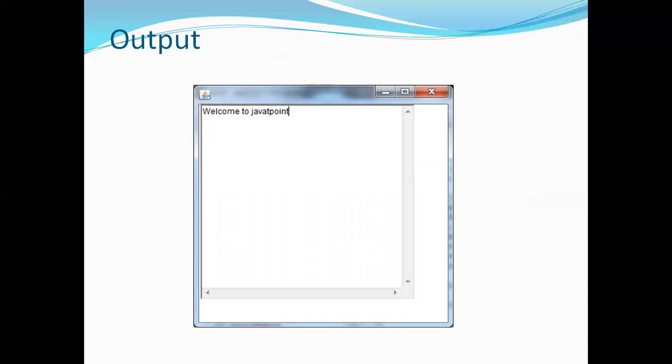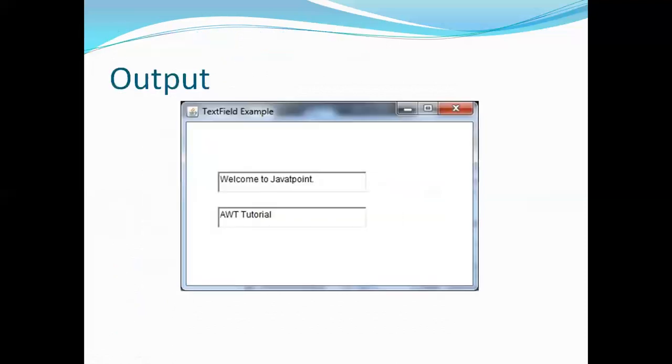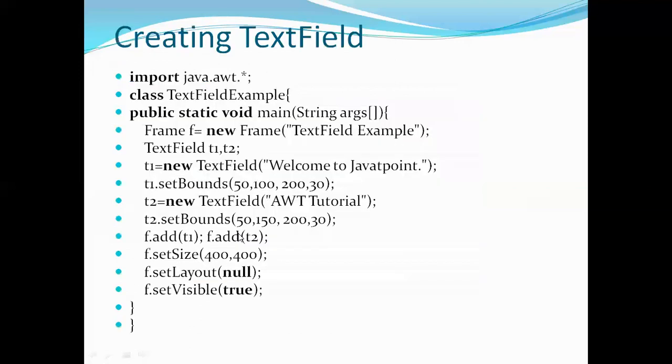So this is very simple. Now let's see how to include the text field for our frame. A text field allows you to write only a line of text. Now let's observe the program output here. I have created a frame and the name of the frame is text field example. In this frame you have two text fields here. In one line I've written welcome to Java Point. In the other line I've written AWT tutorial. Now, in this one, just observe here.